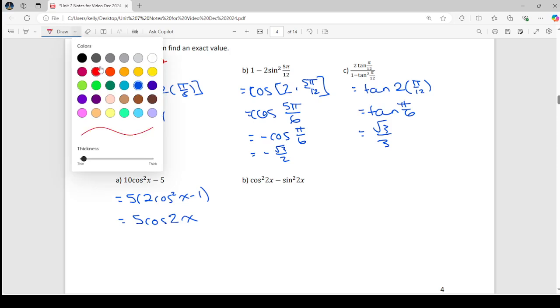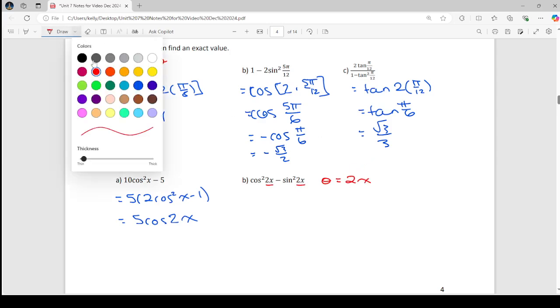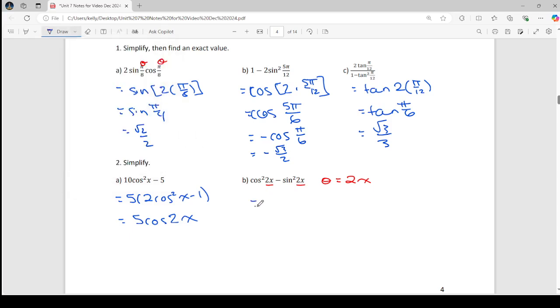Here, note that the repeated angle is actually a double angle already. It's 2x. And so this will equal the cos of 2 times theta. So here it's 2 times 2x. So this is the cos of 4x.